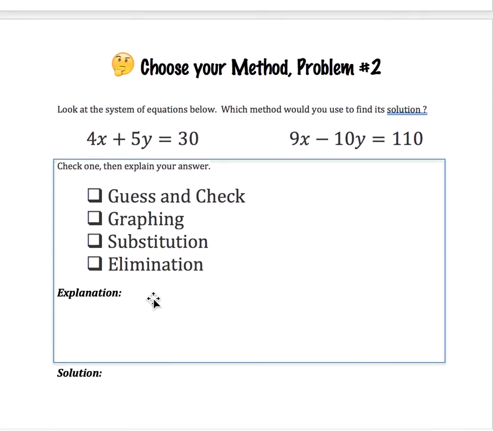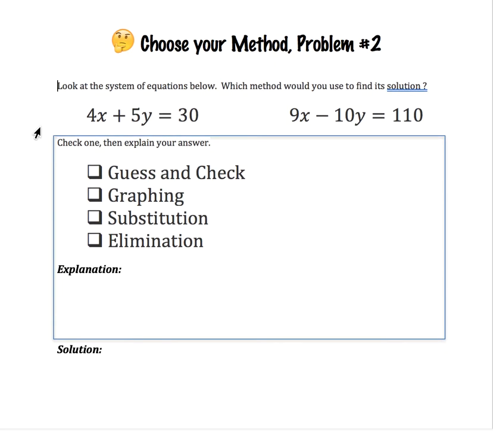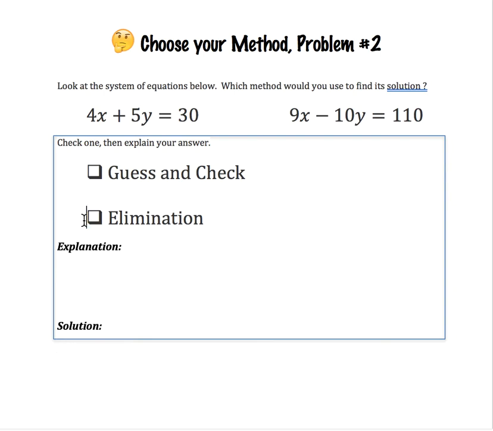All right, number 2. Look at the system of equations below. Which method would you use to find its solution? Well, neither of the lines are in slope-intercept form, so let's take out graphing. Furthermore, neither equation is solved for a variable, meaning neither equation has just x or y by itself on one of the sides of the equation. So we're not going to use substitution because we don't have a ready-made solution to one of the variables to plug in. So in this case, we're going to use elimination.